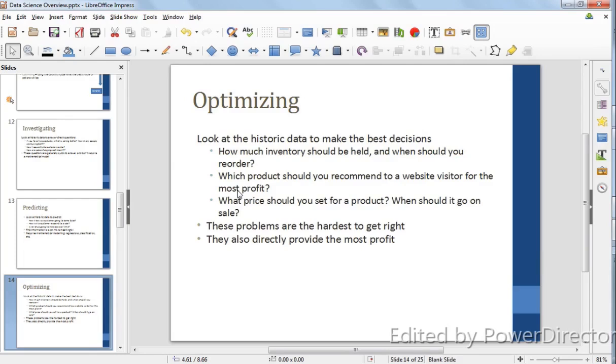These are the hardest problems which you find in data science, and they also directly provide the most profit. This is in layman language, so you try to understand that these kind of problems happen. Investigation is the easiest thing, then predictions, and then optimization is the hardest thing which you do in data science.